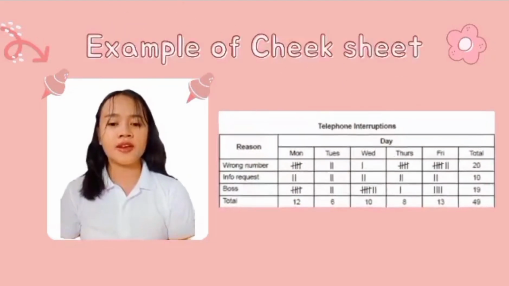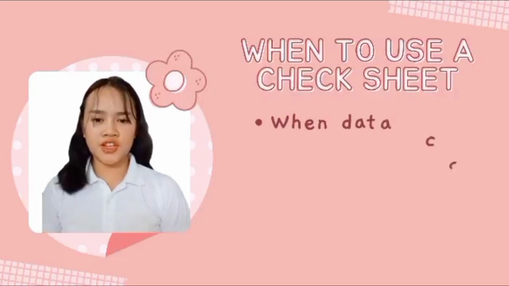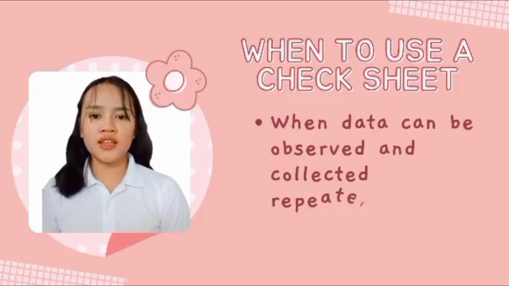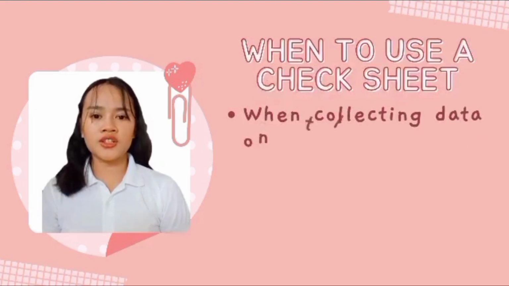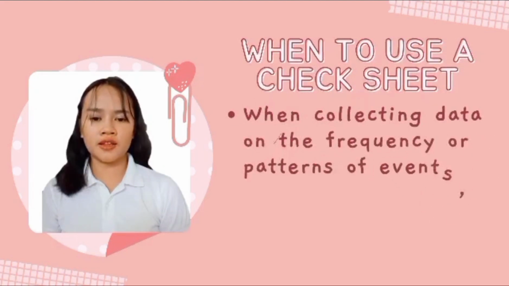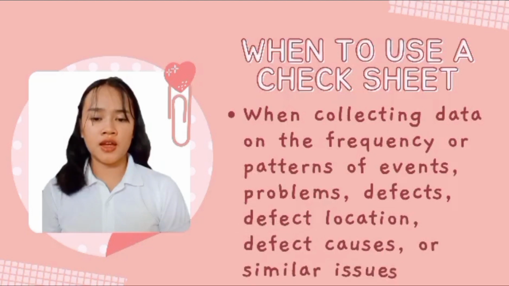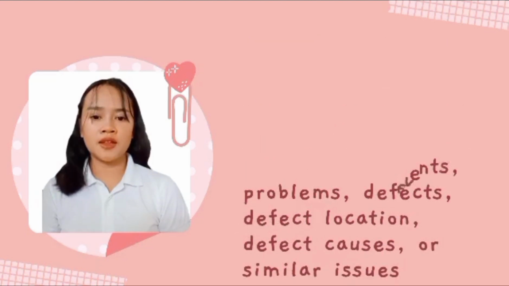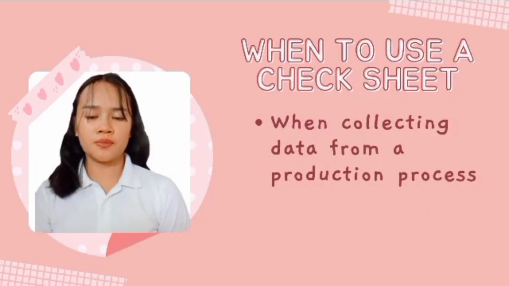Here are some examples of check sheets. When to use a check sheet? First, when data can be observed and collected repeatedly by the same person at the same location. Second, when collecting data on the frequency or patterns of events, problems, defect location, defect causes, or similar issues. Third, when collecting data from the production processes.